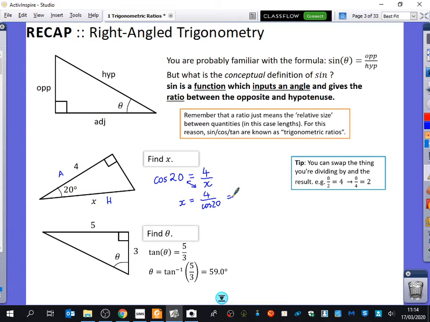How much? 4.256 or 4.26 centimetres in this case. I'm guessing it's in centimetres.